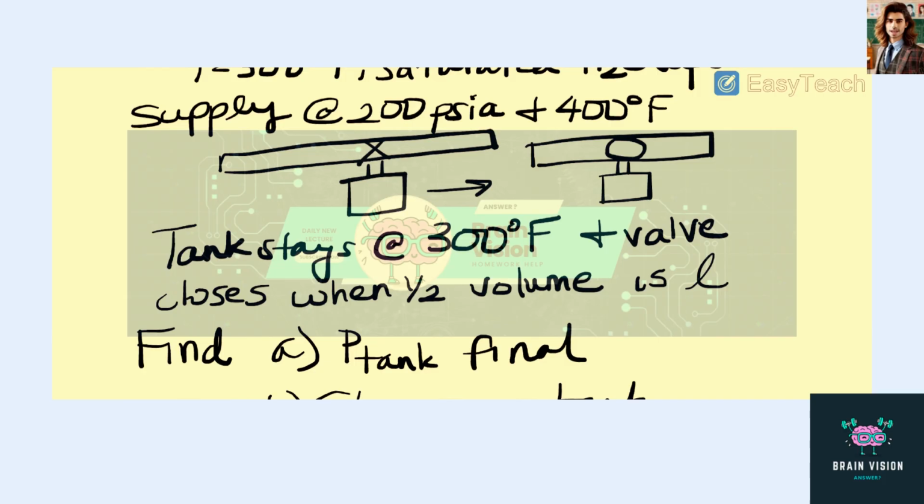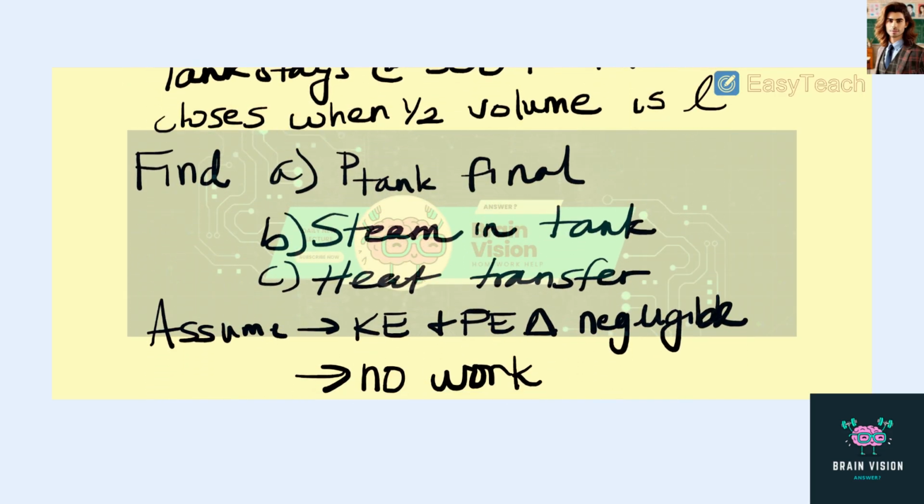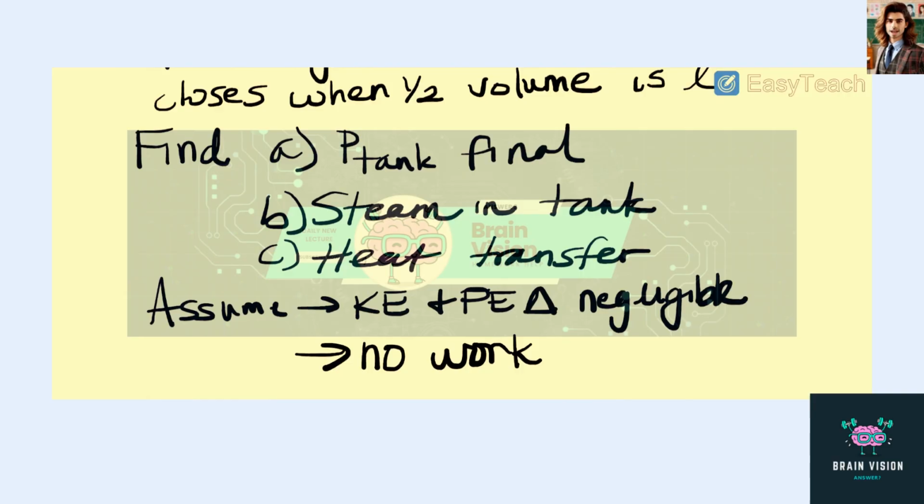And what we have is the valve is closed and then the valve is opened. So we know that the tank is exchanging heat with its surroundings, so that the tank is going to stay at 300 degrees Fahrenheit, and the valve is going to close when 1/2 of the volume in the tank is liquid. So what we're asked to find is the pressure of the tank at the end when the valve closes, the amount of steam in the tank, and the heat transfer that occurs.